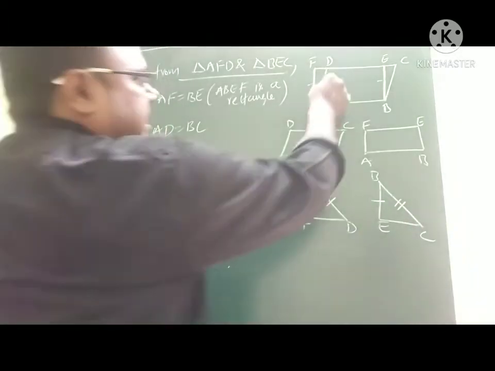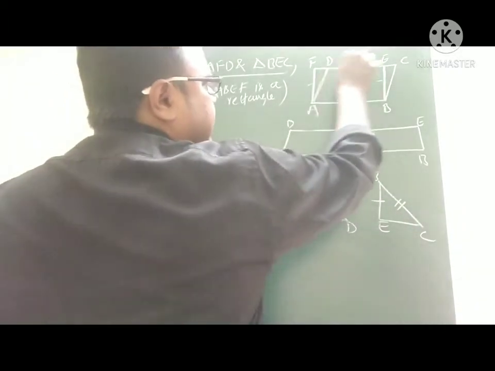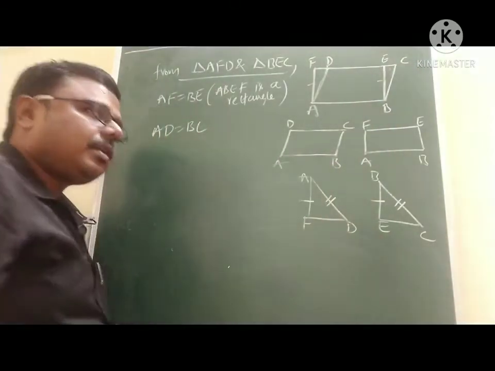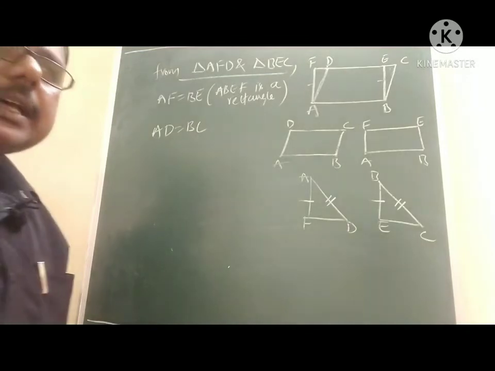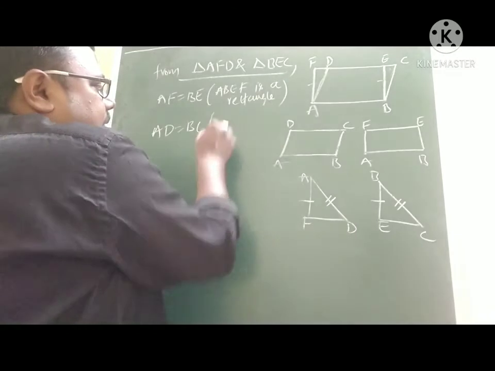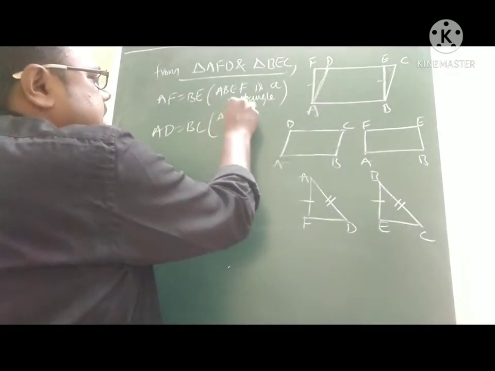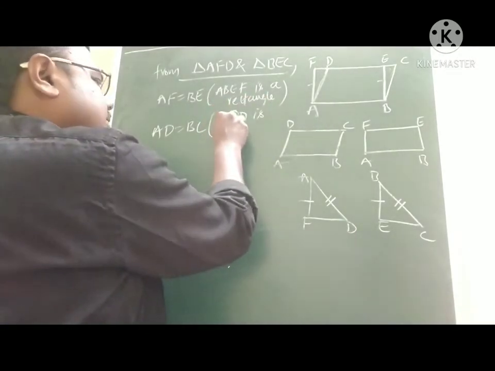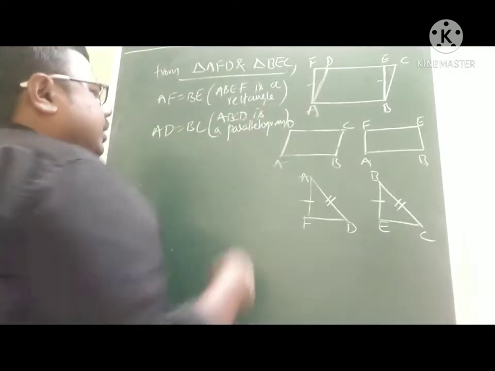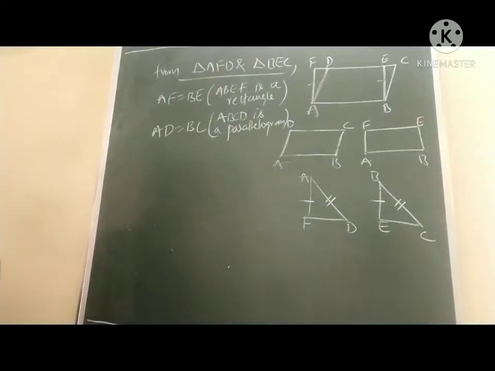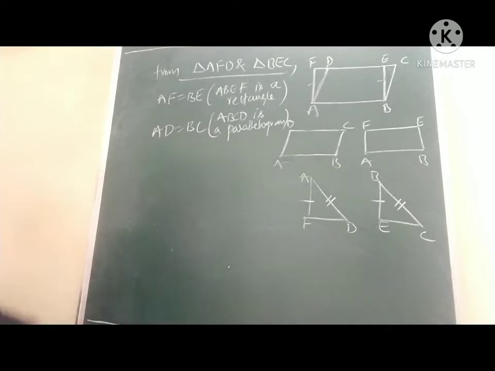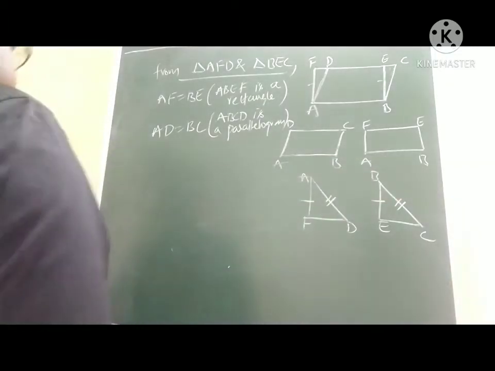Why? Because ABCD is a parallelogram. In a parallelogram also opposite sides are equal and parallel, right? So we'll write simply ABCD is a parallelogram, so that is enough. In a parallelogram we'll have two opposite pairs equal and parallel. That's why we have written AD is equal to BC, right?